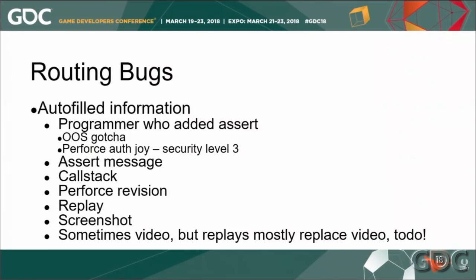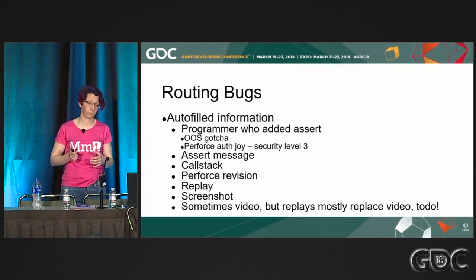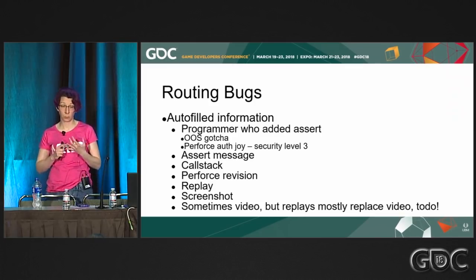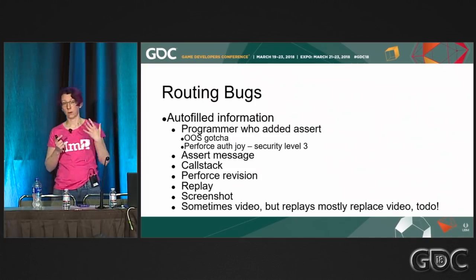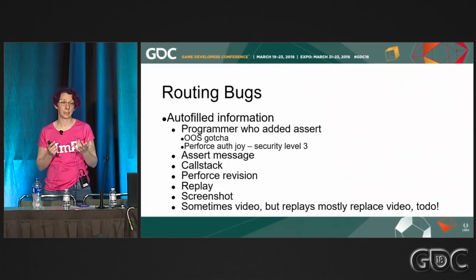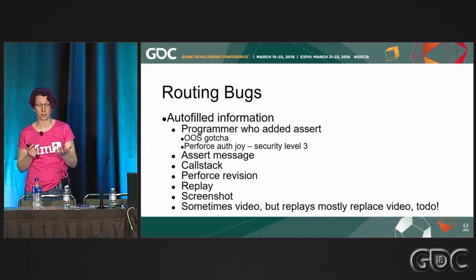So we've now got a bug in Jira. We need to route it to the right person. And we've auto-filled lots and lots of information, which is really useful for production to farm the bug out. So we've put in the assert message, we've put in the programmer who added the assert, and there is a bit of a gotcha here in that we have an assert in our game for if it goes out of sync. And it's part of a macro, which means that one programmer added this assert.